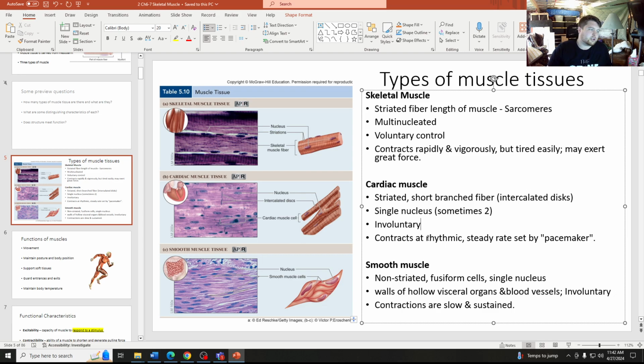These contract at a rhythmic, steady rate set by pacemaker cells. We mentioned that briefly; I mentioned the term autorhythmicity before, and that's what this is. The cardiac cells are autorhythmic, which means they can cause their own depolarization in order to have their own action potentials fire accordingly, without the body having to tell them to do so.